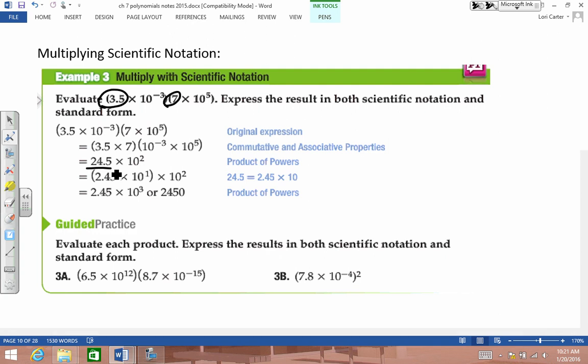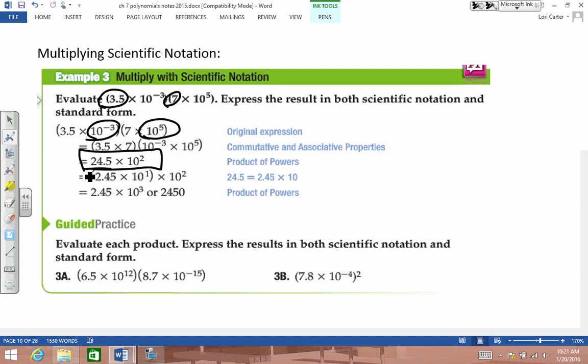Okay, next one. Now we add exponents. So I'm going to take a -3 plus 5. What's -3 plus 5? 2. Now, the problem is you're not done. Why is that? Because you still have to put a decimal inside, because there's not one number in front of it. You got it. It's got more than one digit in front of the decimal.